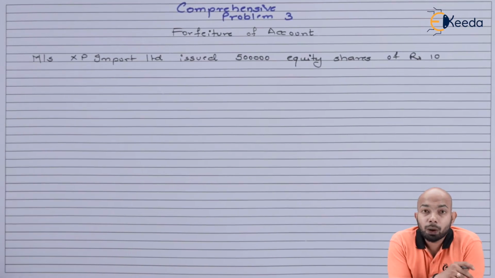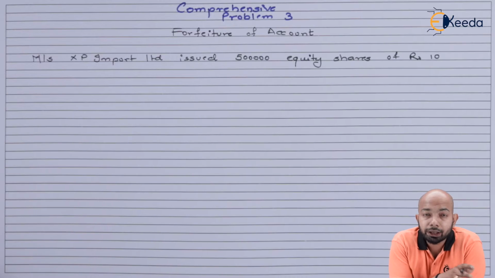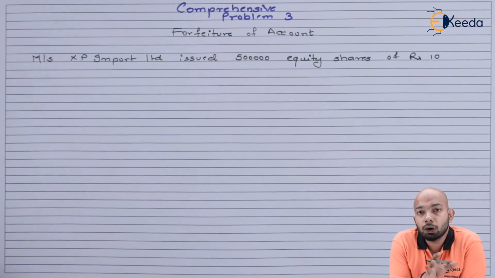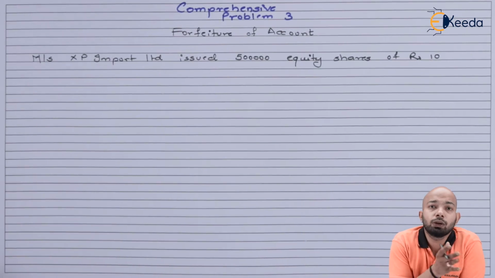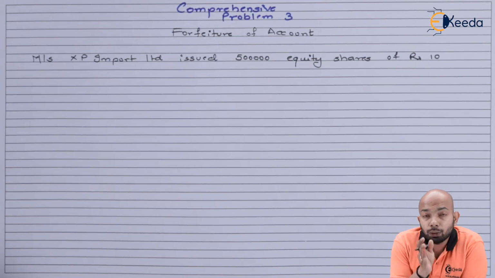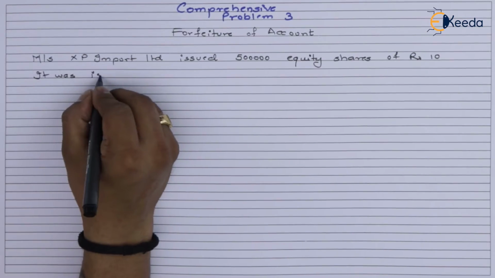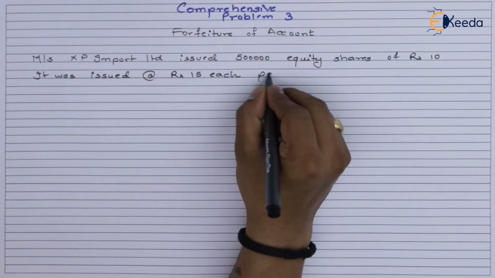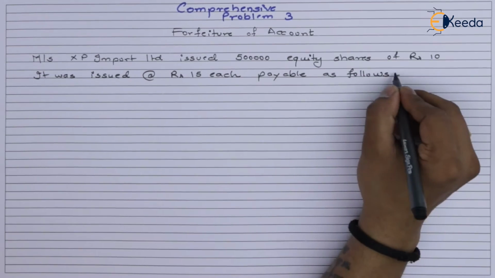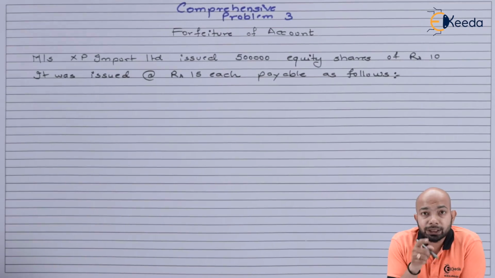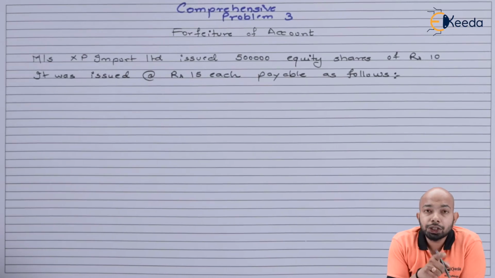Now, this question states about Messrs. XP Import Limited, who has issued 5 lakh equity shares of rupees 10 each. This is the face value of this specific share. That means for every share, the face value was rupees 10. It was issued at a different price, which will be mentioned here. The question states that it was issued at a price of 15 per share, which were payable as follows.